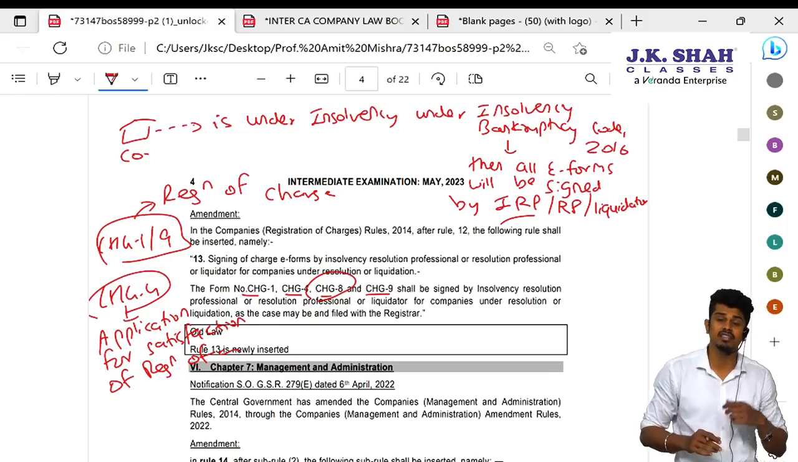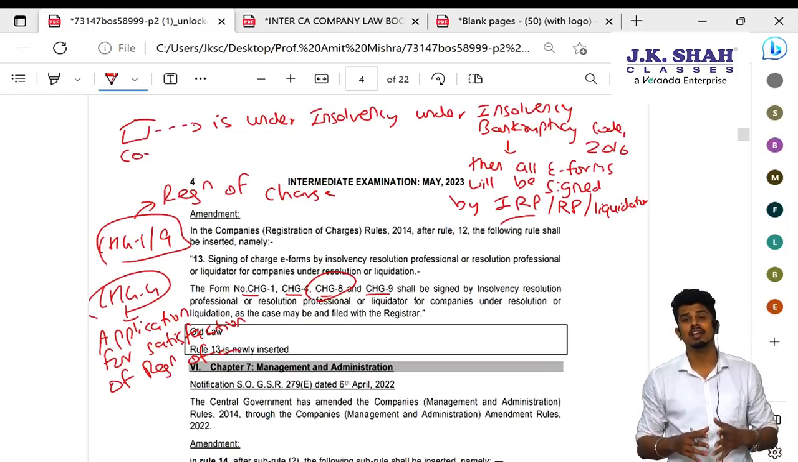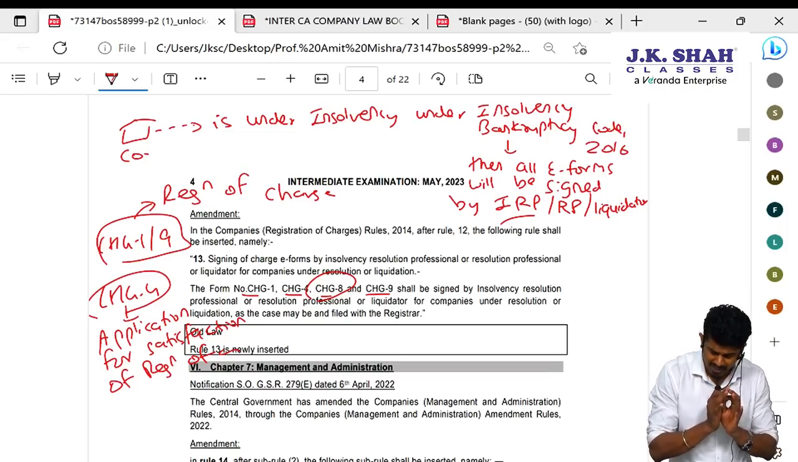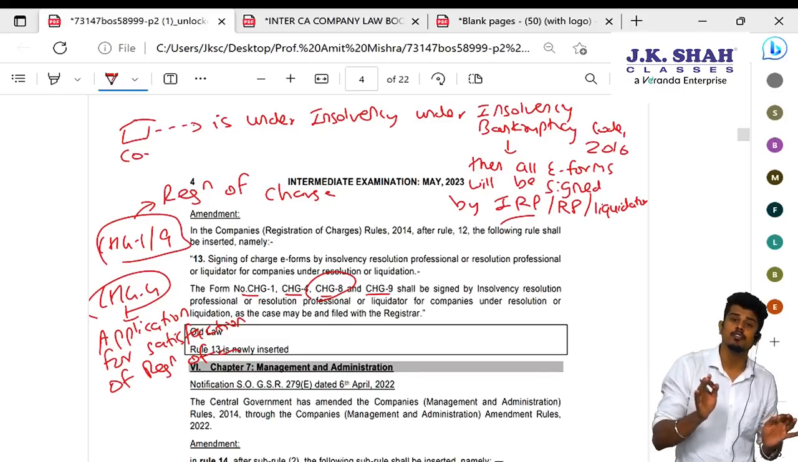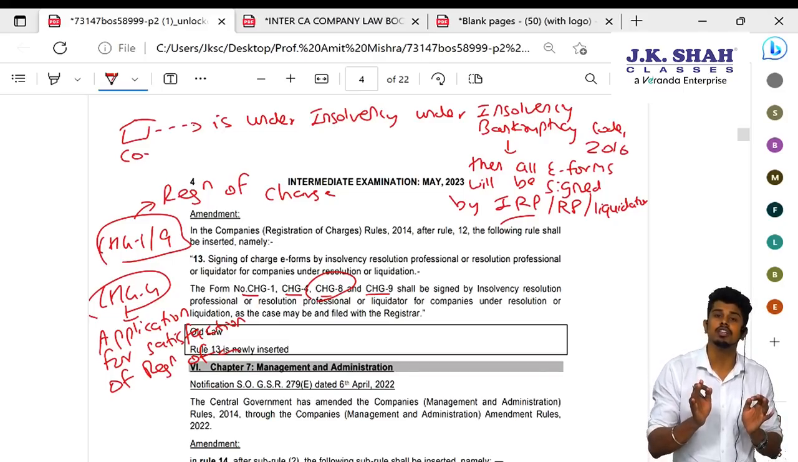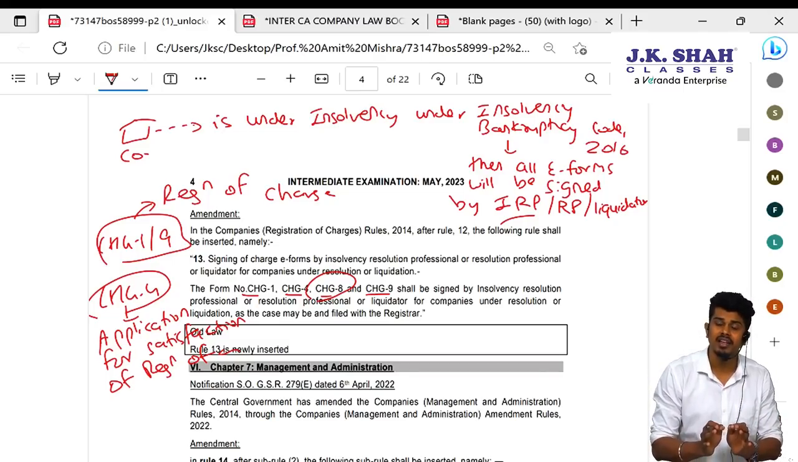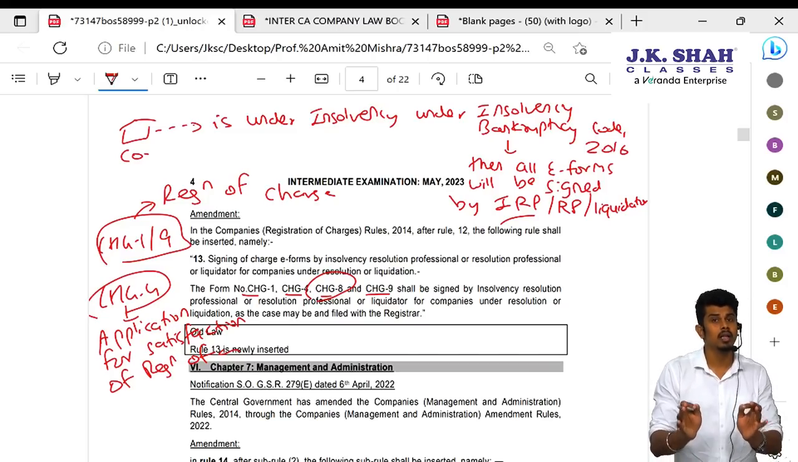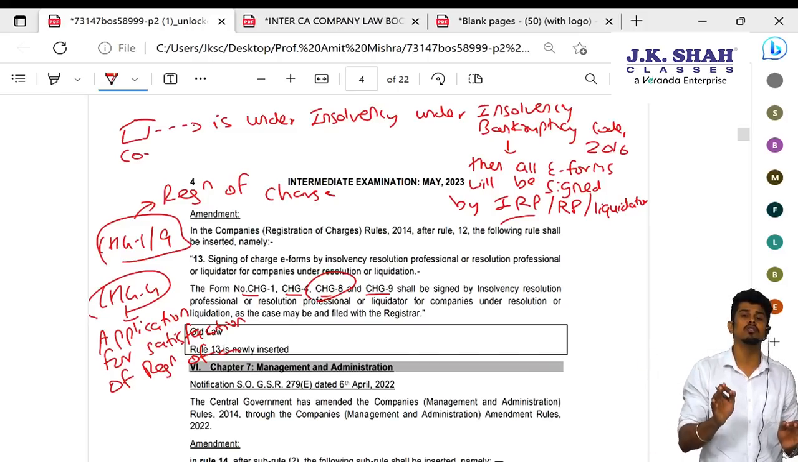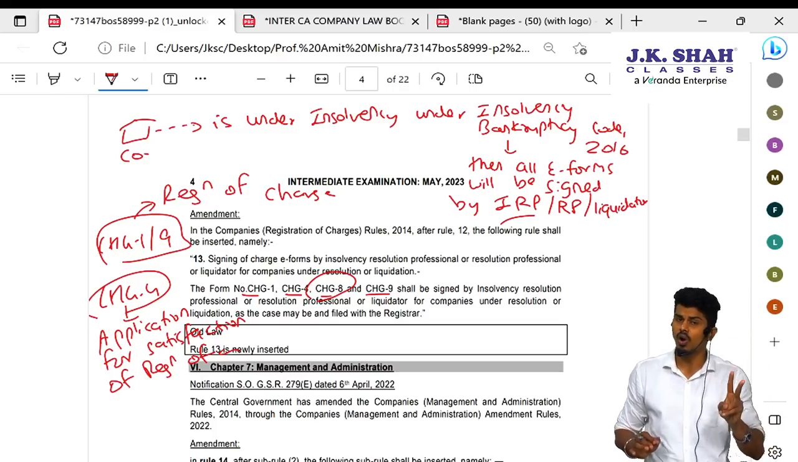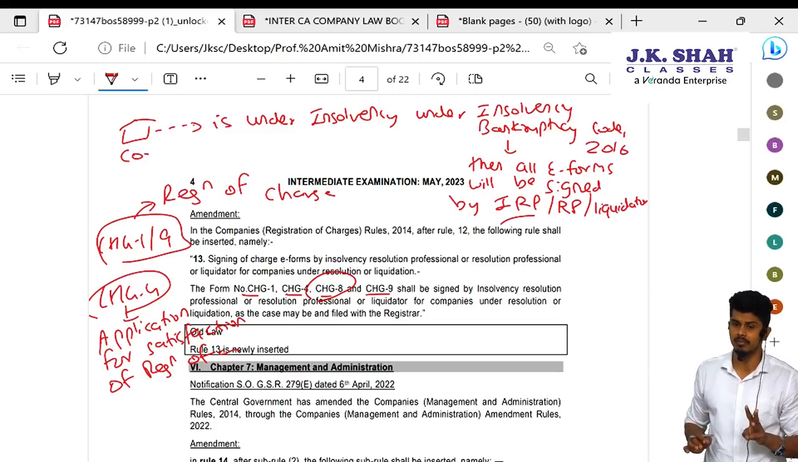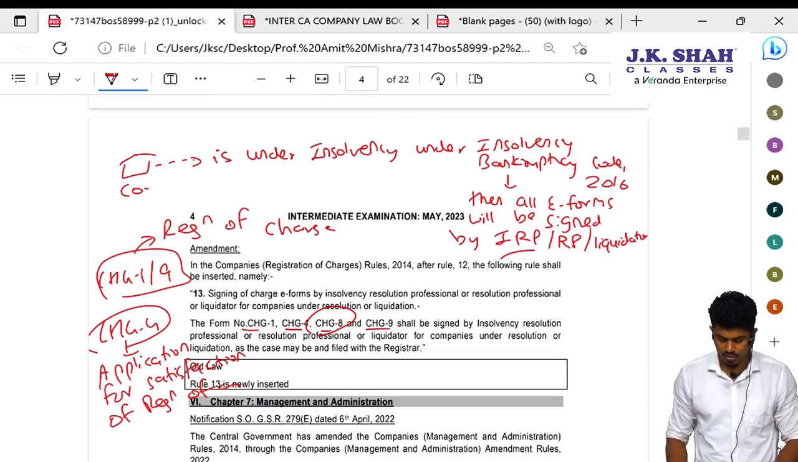So CAG-1, CAG-9, CAG-4, CAG-8, in all those cases, in simple words, any CAG form which is to be filed by the company is signed by directors or officers. But if the same company is under insolvency or liquidation, then it will be signed by either the insolvency resolution professional or resolution professional or liquidator of the company. So I believe they may ask you a question from this.